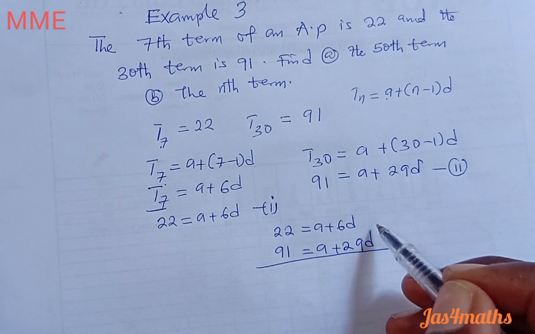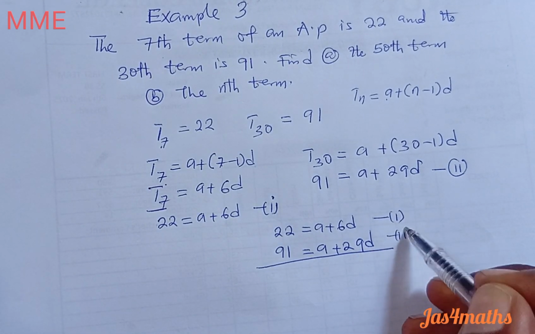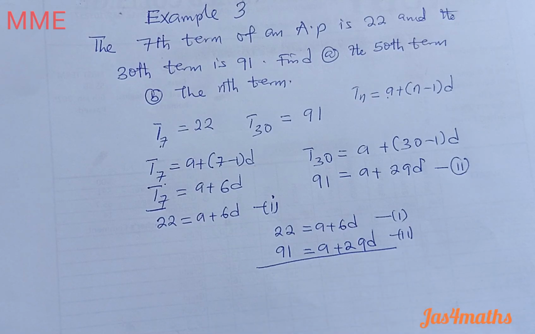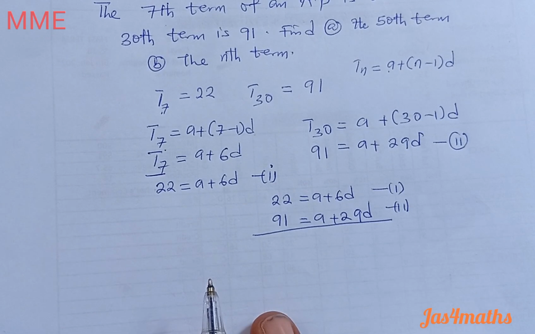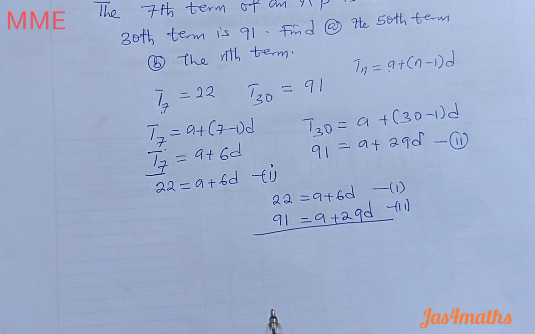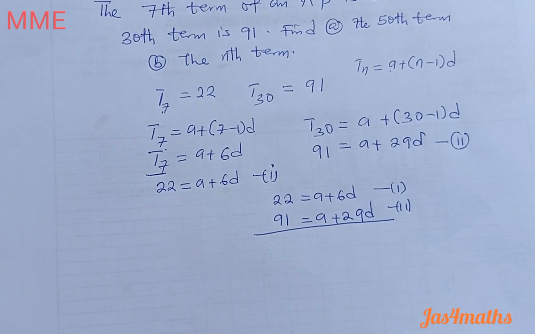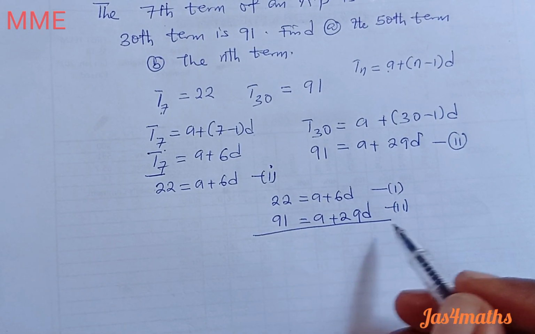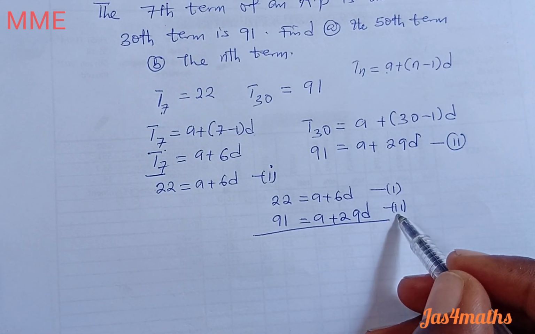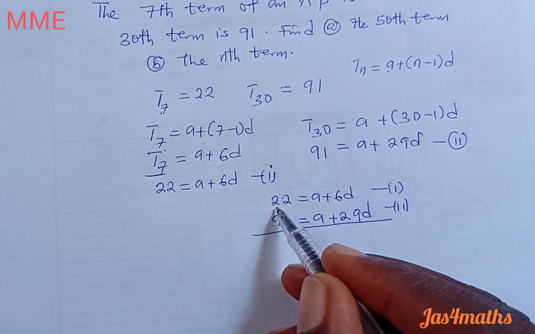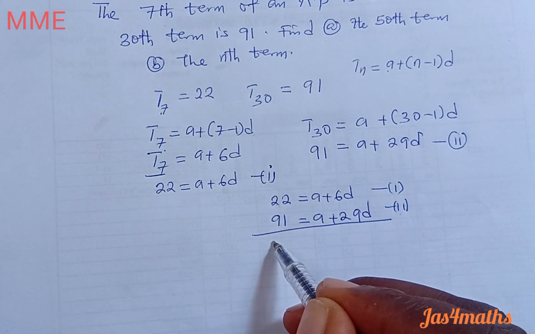So you now have a simultaneous equation which you could solve either by elimination or by substitution. The best way we are going to use now is the elimination method, where we subtract either equation 1 from 2 or equation 2 from 1. You look out for what is simple. So let us subtract equation 1 out of 2. So 91 minus 22, we have 69.